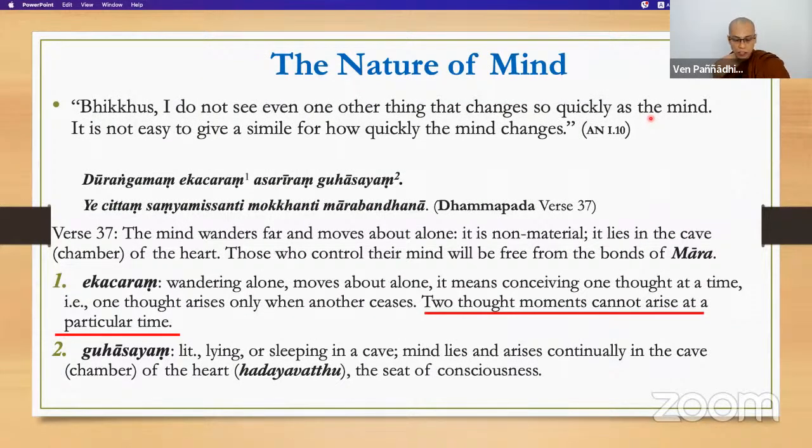We consider that there are three phases: the beginning phase, the static phase, and the dissolution phase. Although we consider three phases, the moment is very short. The speed is too fast. How fast? Faster than light. We say the speed of light is very fast, but the mind is faster than that. So the Buddha said, I do not see even one other thing to compare in speed. This is one nature of the consciousness, of mind.